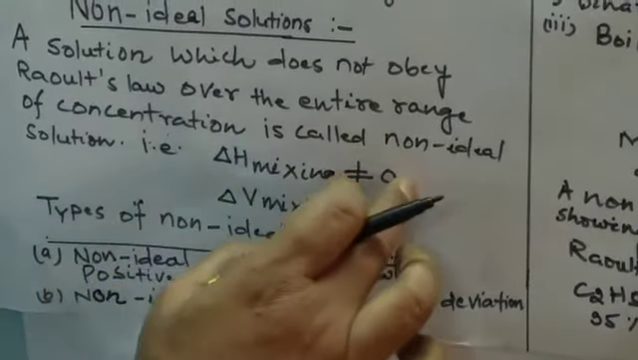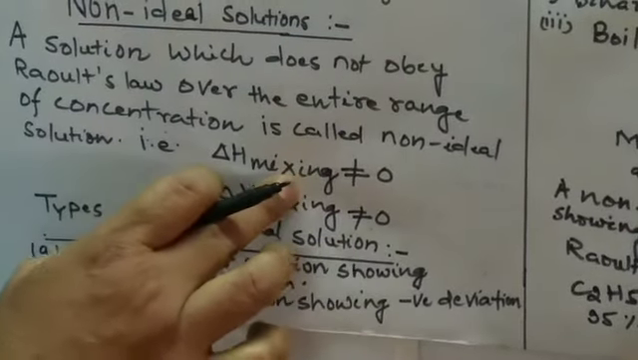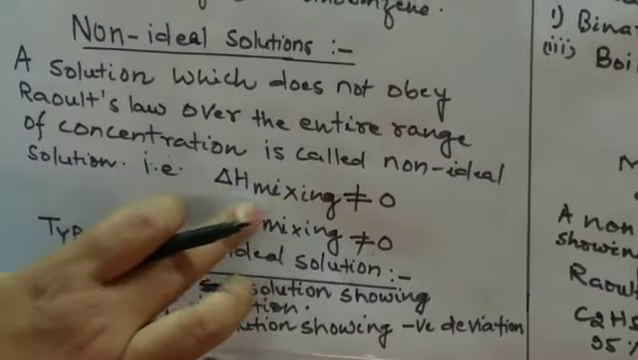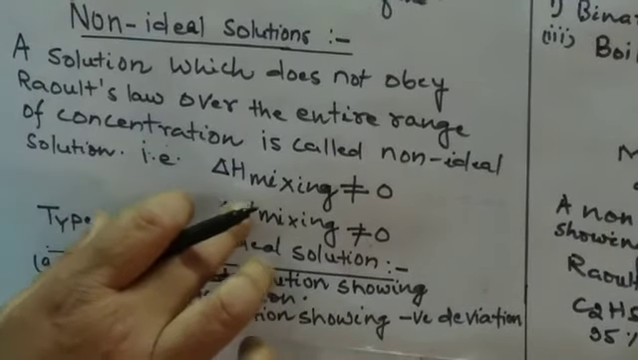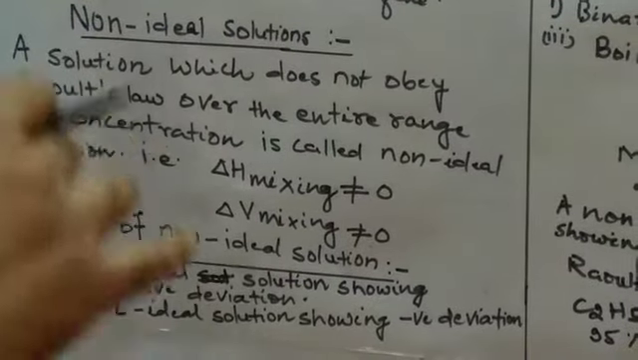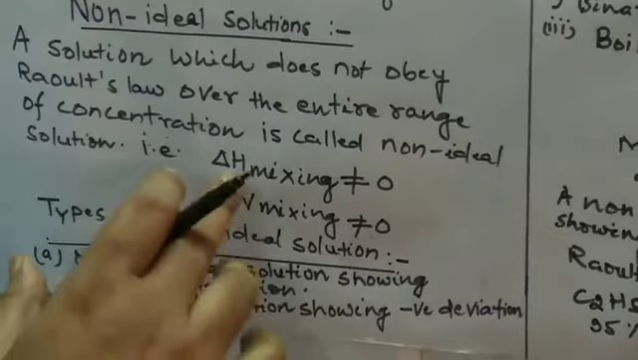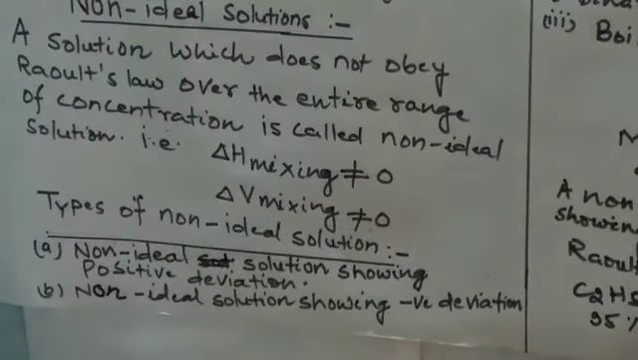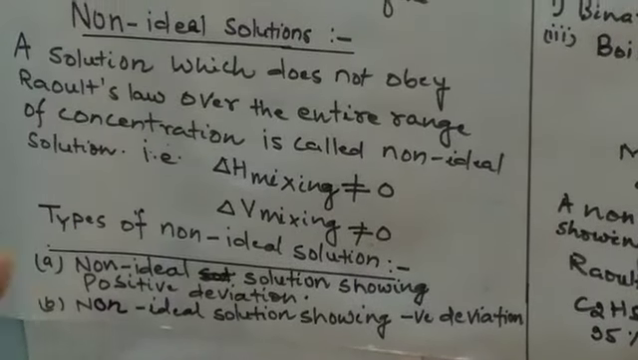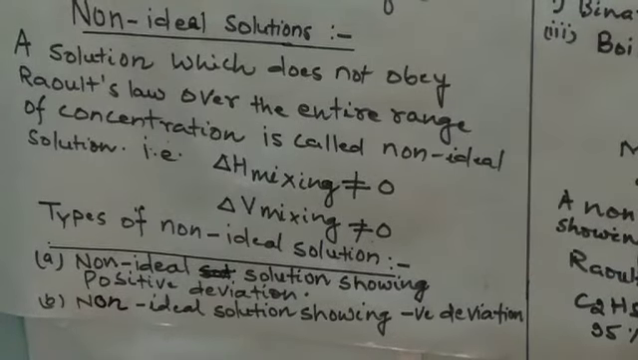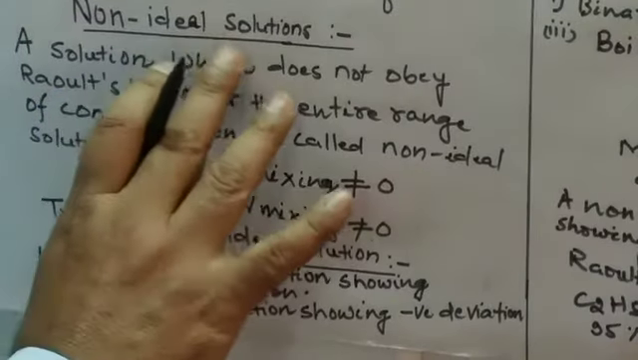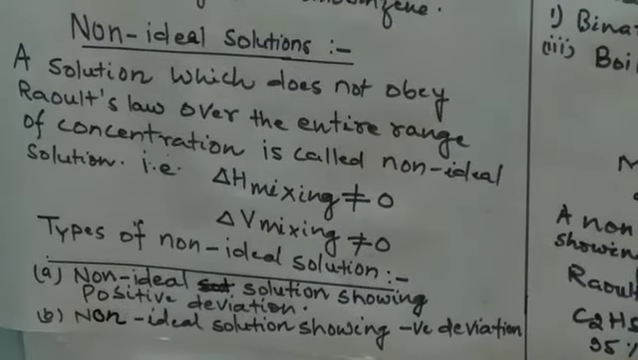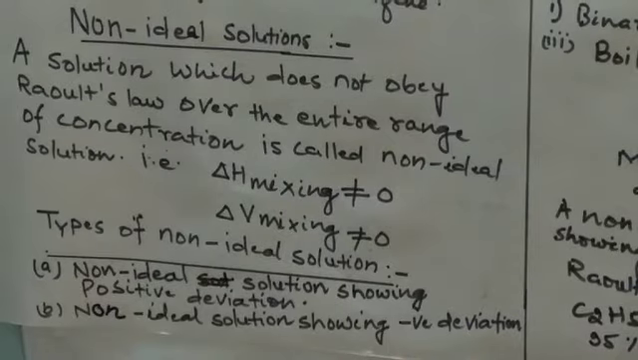Enthalpy change should not be equal to 0. Either heat will be released or heat will be absorbed. Similarly, on mixing the two components of a solution, if there is a volume change, either it increases or it decreases compared to the sum of the volumes of the two components, then it is said to be a non-ideal solution. So any solution which does not obey Raoult's law over the entire range of concentration is said to be a non-ideal solution. What are the types of non-ideal solution?